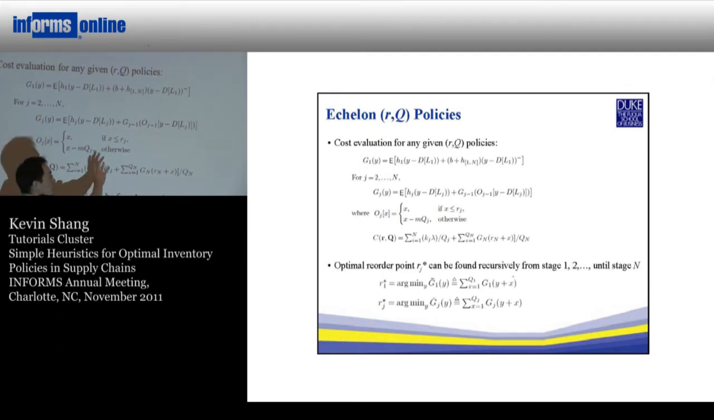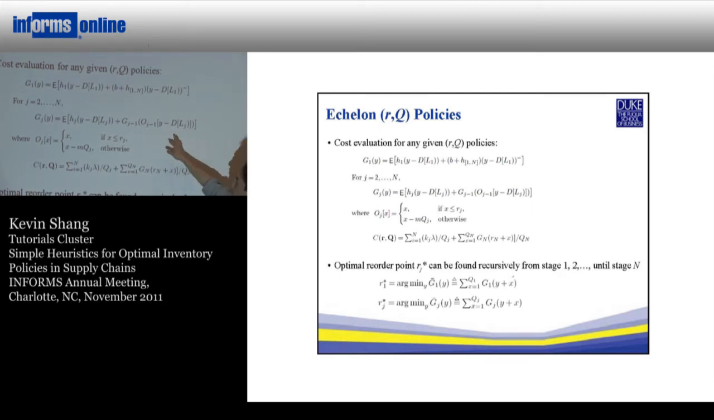Basically, it takes care of the situation where the upstream cannot satisfy your order; then you use this O function to accommodate that situation. Okay. Anyway, if you plug in this equation, at the end this C total of the R, Q vectors is your average total cost per period. Okay, so that's how you generate it.